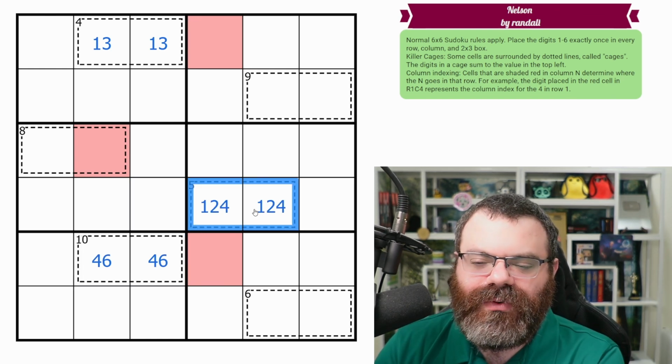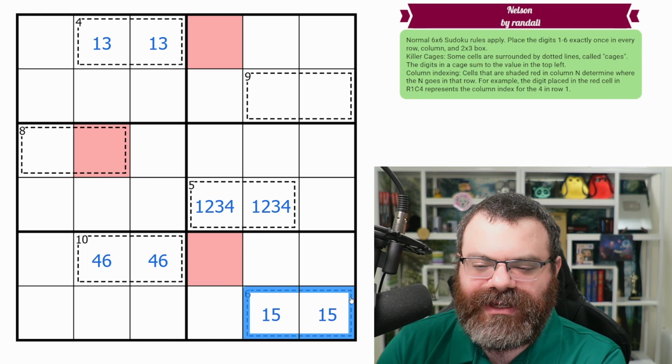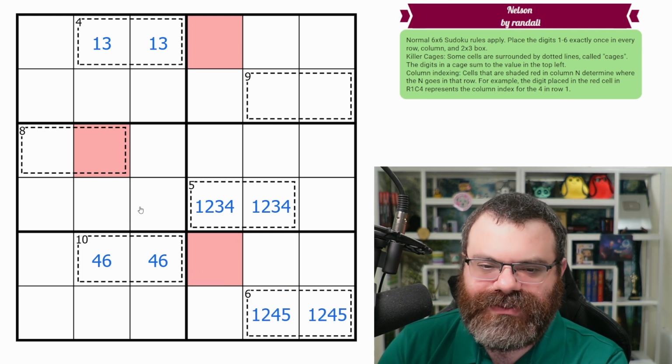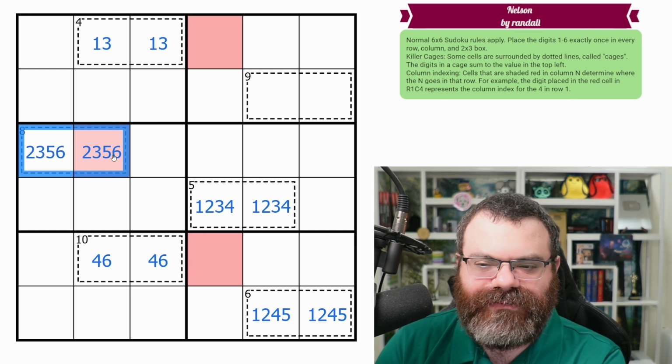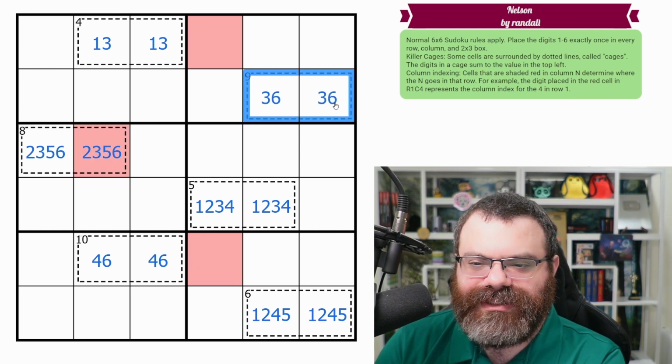5 can be 1 plus 4 or 2 plus 3. 6 can be 1 plus 5 or 2 plus 4. Again, can't do 3 plus 3. 8 is going to be 2 plus 6 or 3 plus 5. And then 9 is going to be 3 plus 6 or 4 plus 5.